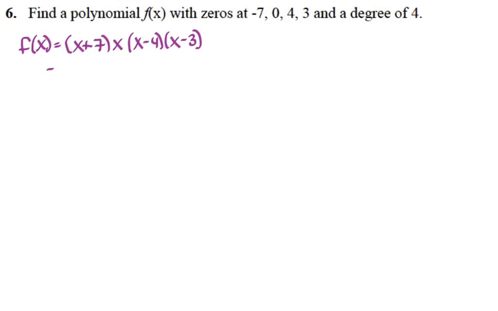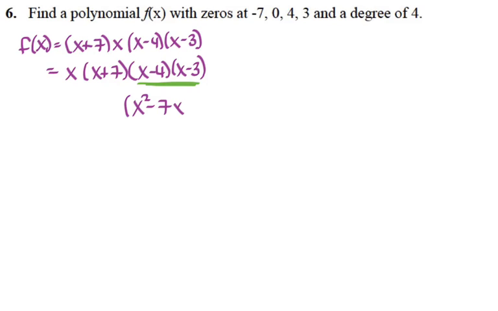I'm going to go ahead and rearrange this so that the x is in the front, because it bothers me when it's in the middle. And then from here, I'm going to go ahead and start to multiply. Okay, so I'm going to start by multiplying these two together first. So you can FOIL, use the box, whatever floats your boat. So that is x squared minus 7x plus 12 once you actually multiply it.